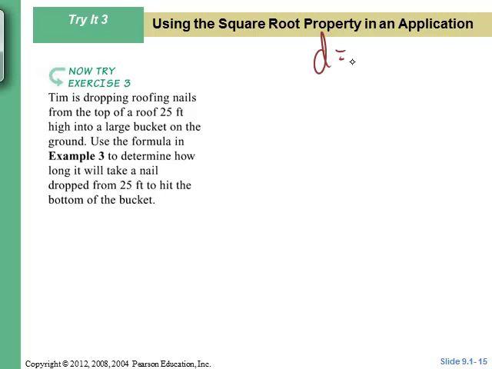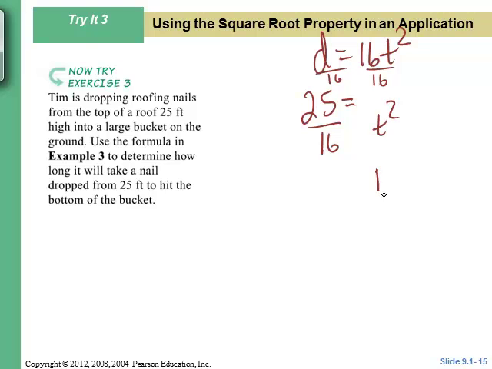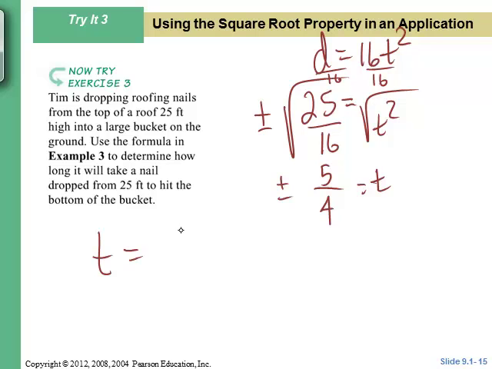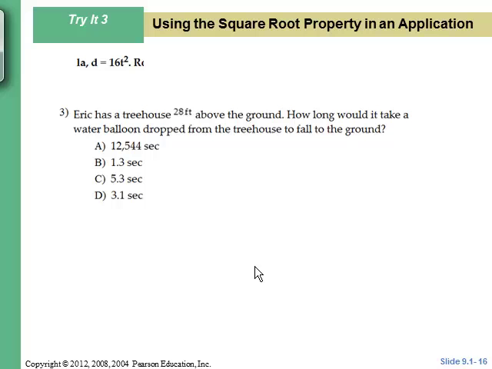Okay, so distance is 16 t squared. 25, divide both sides by 16. 25/16 is t squared. Take the square root of both sides. So it's plus or minus. Square root of 25 is 5. Square root of 16 is 4. Can't be negative, so the time is 5/4 seconds. Next one.